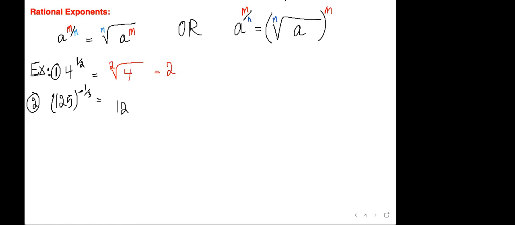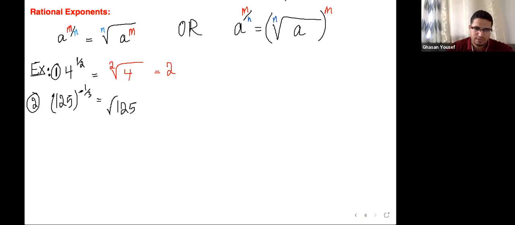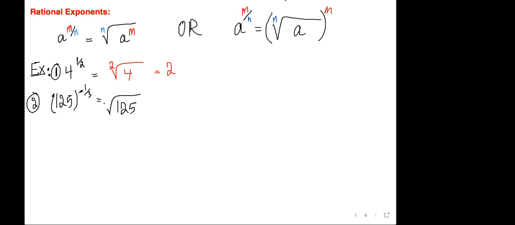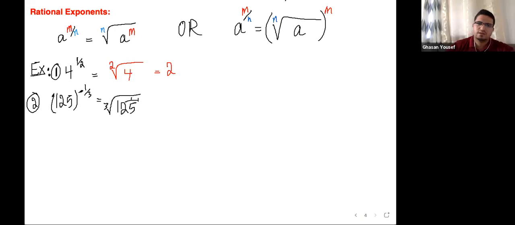Like 125, right? Which root is that here? Which root here? 3. You put 3, and then since it's a negative 1 exponent, you just flip it to 1 over 125. Is that how you do it? Exactly. So correct. So yes.